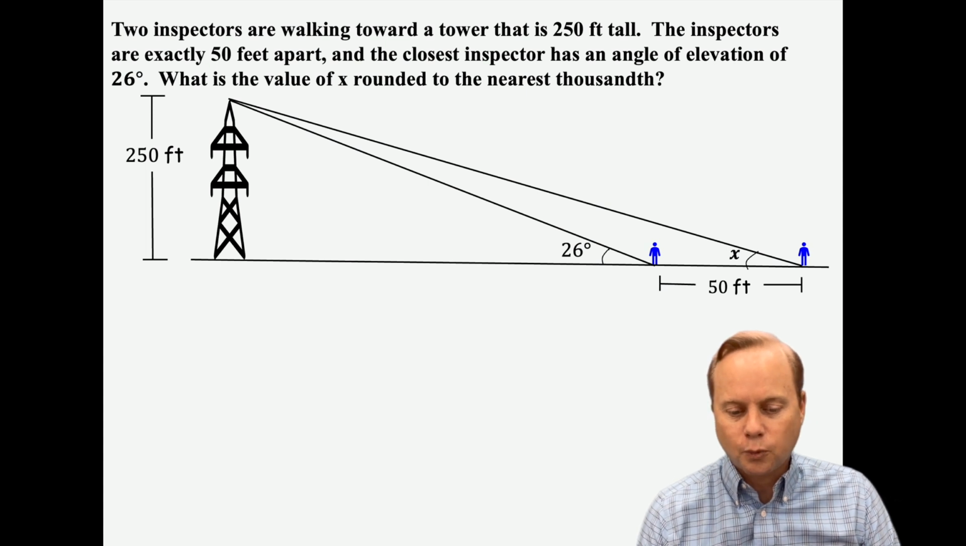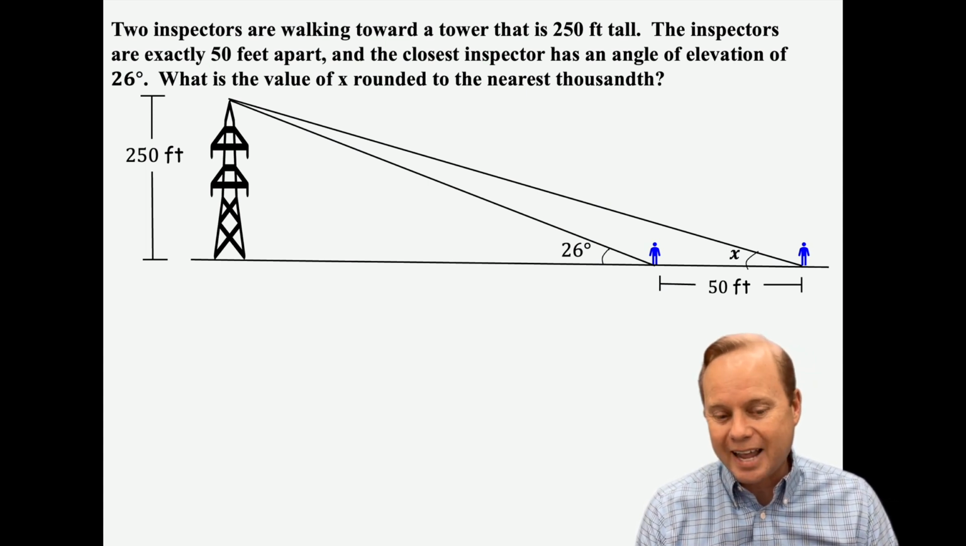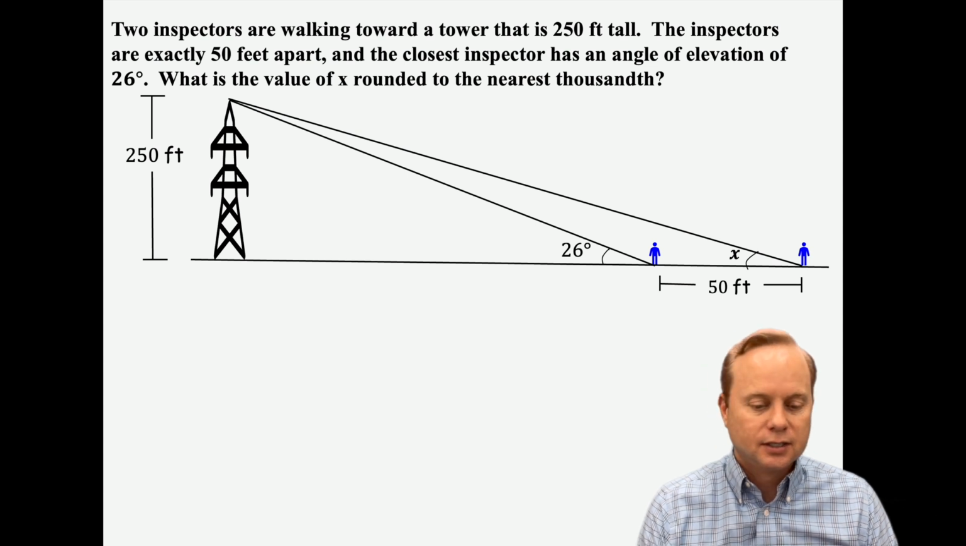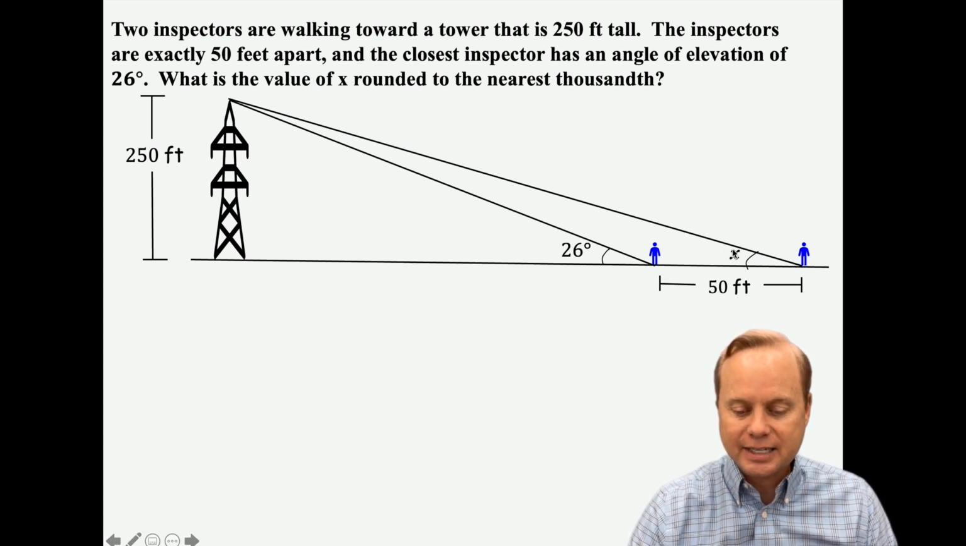Two inspectors are walking toward a tower that's 250 feet tall. The inspectors are exactly 50 feet apart, and the closest inspector has an angle of elevation of 26 degrees. What is the value of x? In other words, what is the angle of this second inspector?